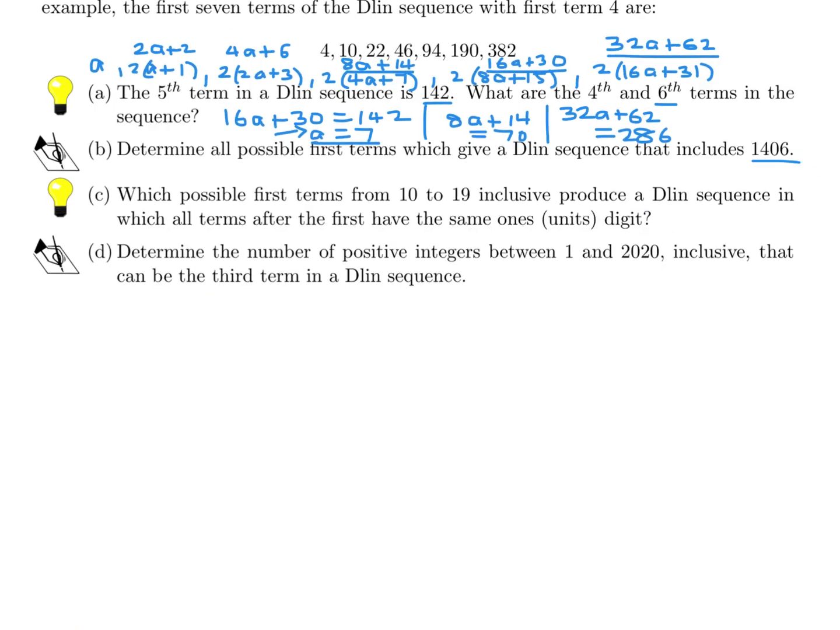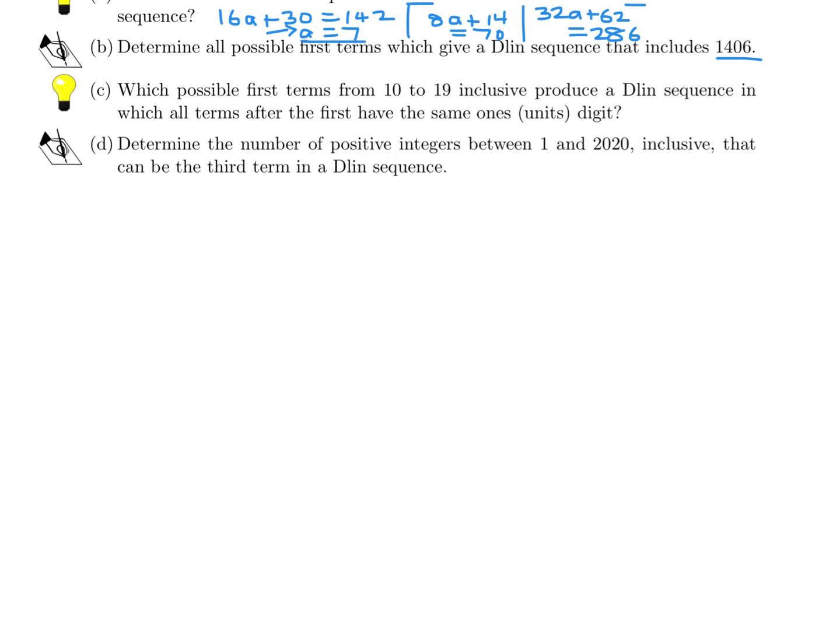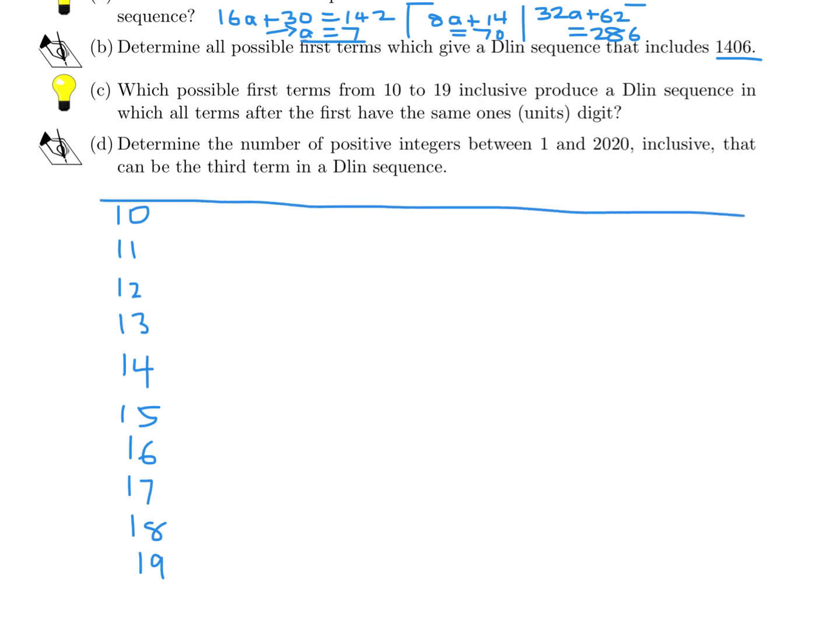Okay. Part C: which possible first terms from 10 to 19 inclusive produce a Dylan sequence in which all terms after the first have the same ones digit. All right, so I guess we're given a finite number, so we have to do this manually. It shouldn't be that time consuming since we're only going up to 10 to 19. Let's just do the first few. A, 2a plus 2, 4a plus 6, 8a plus 14.